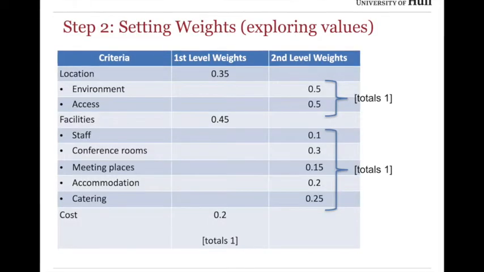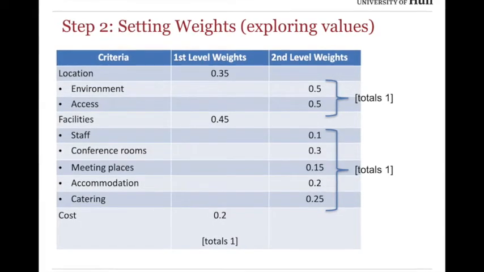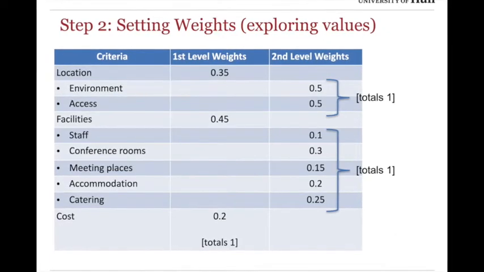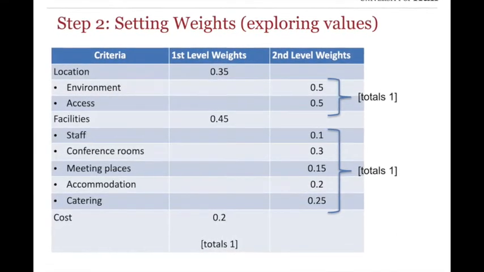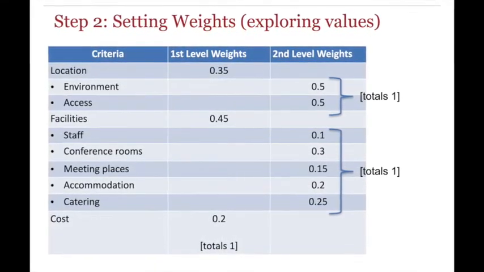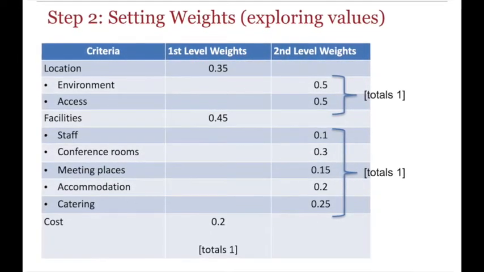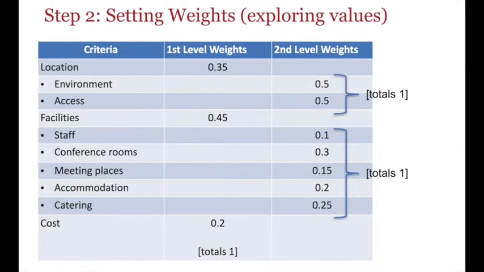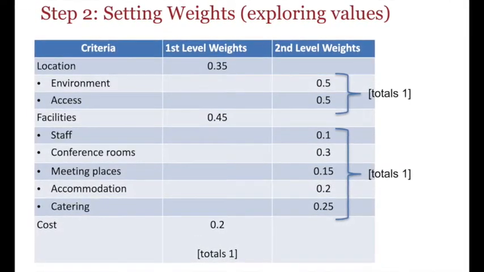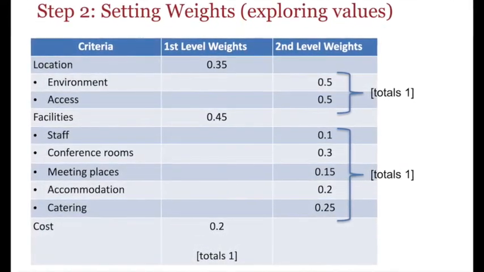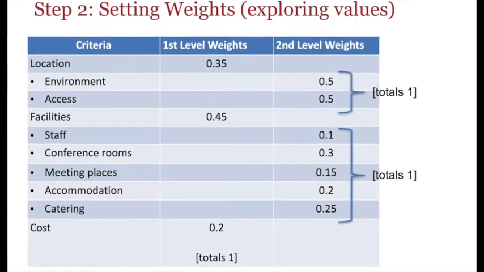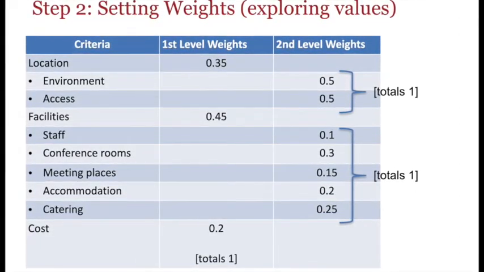And that's really down to the values of the people making the decision. So I've put some weights there of 0.35 for location, 0.45 for facilities, 0.2 for cost. And notice that those weights must total up to 1. All of those weightings must add up to 1 in order to enable us to do the calculations later.